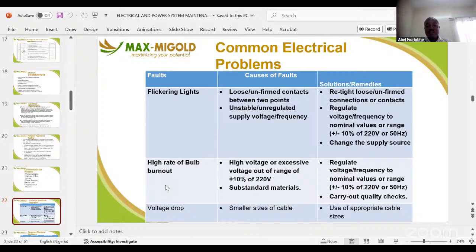Unstable or unregulated supply voltage, that's high voltage, it's like frequency. Like I told you, if you operate with abnormal voltage, you will run at a loss. Your bills for replacing equipment will be high. Your consumption bill at the end of the month will also go high. So you have to ensure that the voltage and frequency are of nominal values or range. That's plus or minus 10% of 220 volts or 50 Hz. Your bulb is burning. Why are my bulbs burning? These are what you should look out for.